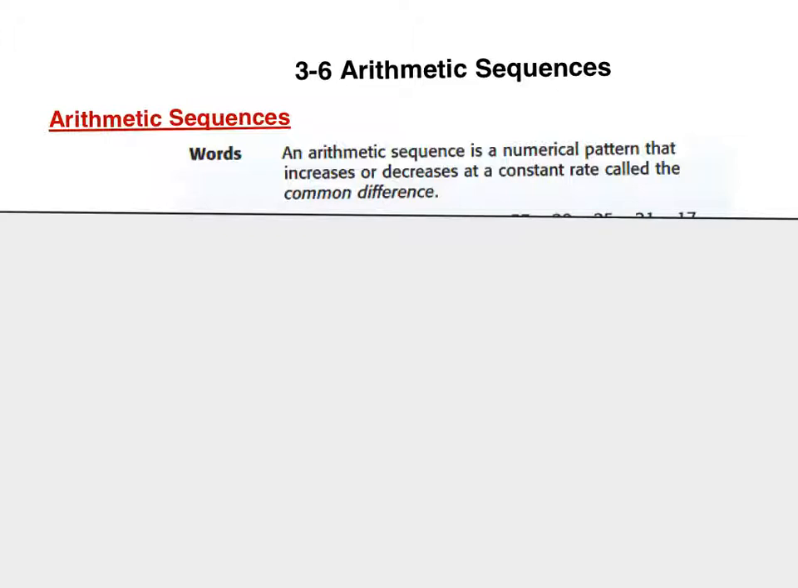If I gave you a pattern, such as 2, 4, 6, 8, 10, 12, you know that it is increasing at the constant rate of adding 2. If I gave you a pattern, -1, 0, 1, 2, 3, you know that that is a numerical pattern that is increasing at a common rate of adding 1 to the previous in order to get to the next one.